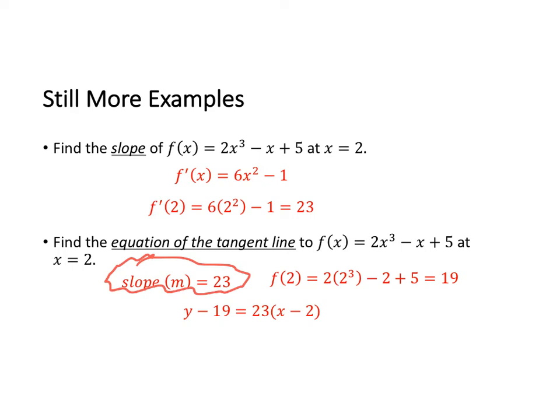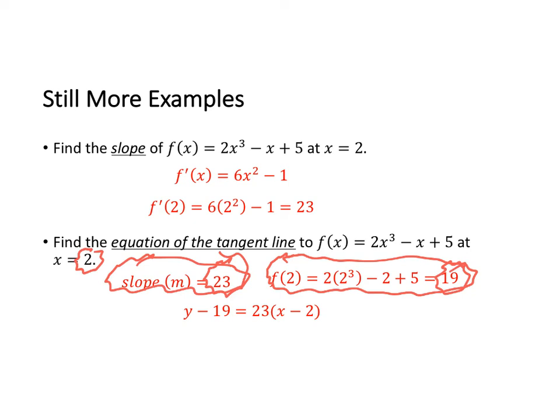Now let's take the original function and plug in 2 and see what the y value is at x equals 2. So if I take the original function and I plug in x equals 2, I come out with the y value is 19. So I know the x value is 2, the y value is 19, the slope is 23.